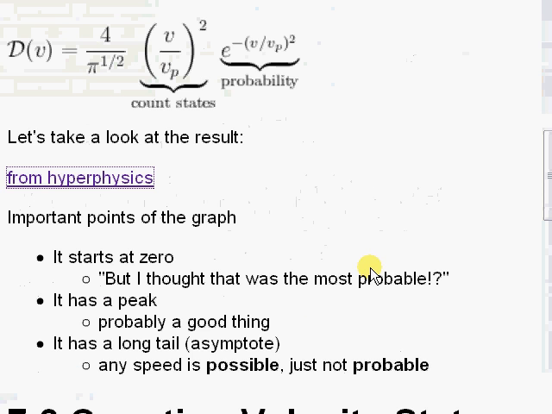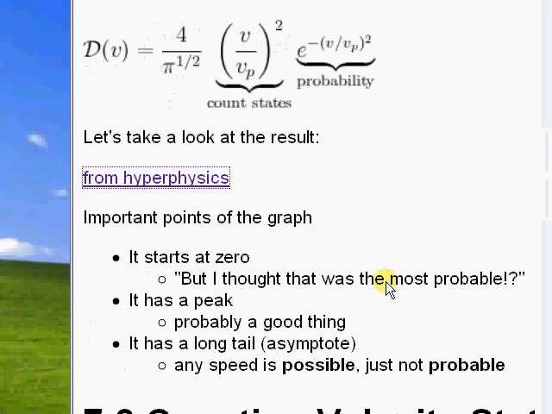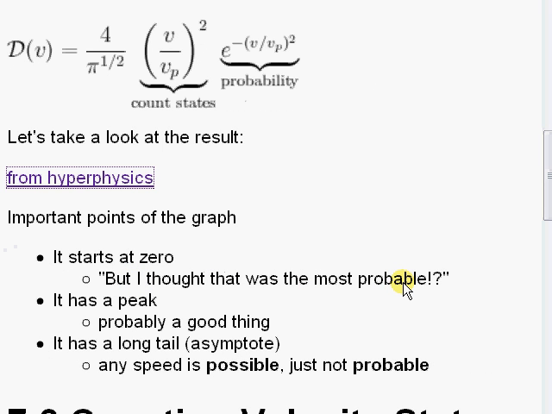Okay, so let's go back. I think I've already covered these important points, but let's hit them again. It starts at 0, and then this question: but I thought that was the most probable? It is the most probable for that quantum state, but there are tons and tons of quantum states that are moving not 0, so you have to count them more.